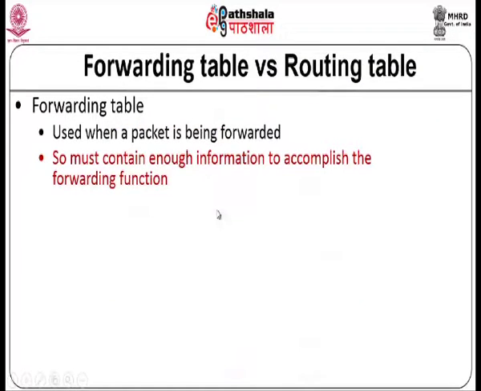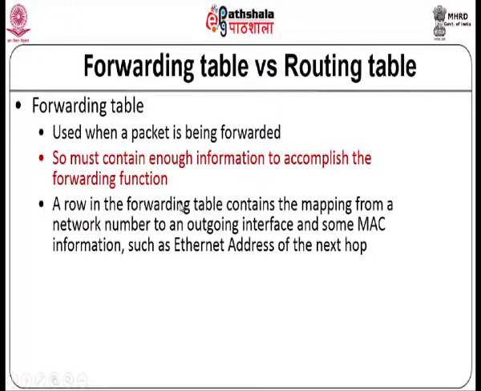Now, let us look at the information that is there in the forwarding table and the information that will be there in a routing table, okay, to understand the difference a little further. In the forwarding table, we know that it is used whenever the packet is forwarded, right. So, it must contain enough information to accomplish this forwarding function. So, what is the information that it should have? Every row in the forwarding table would definitely contain a mapping from the network number, right, the destination network number to an outgoing interface and also some MAC information such as Ethernet address or whatever of the next hop.